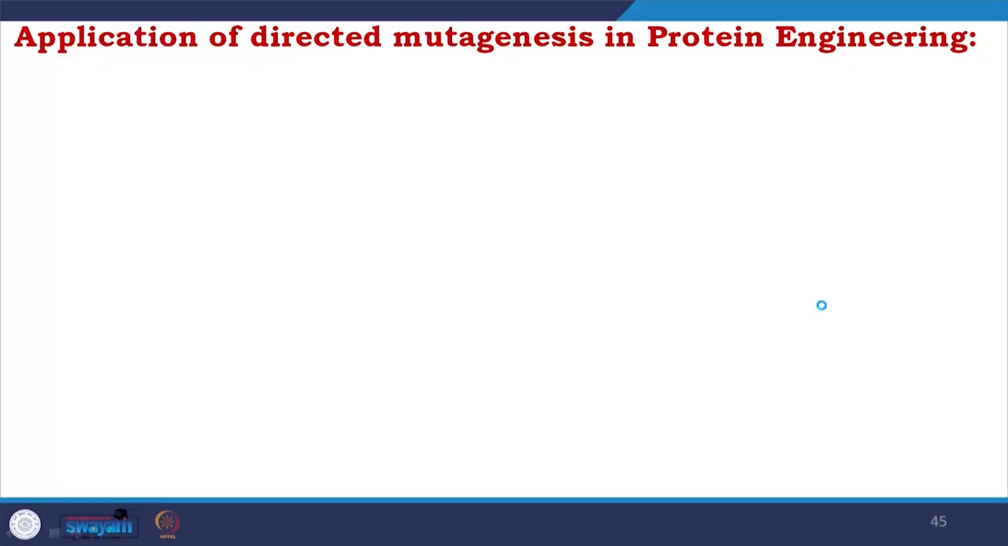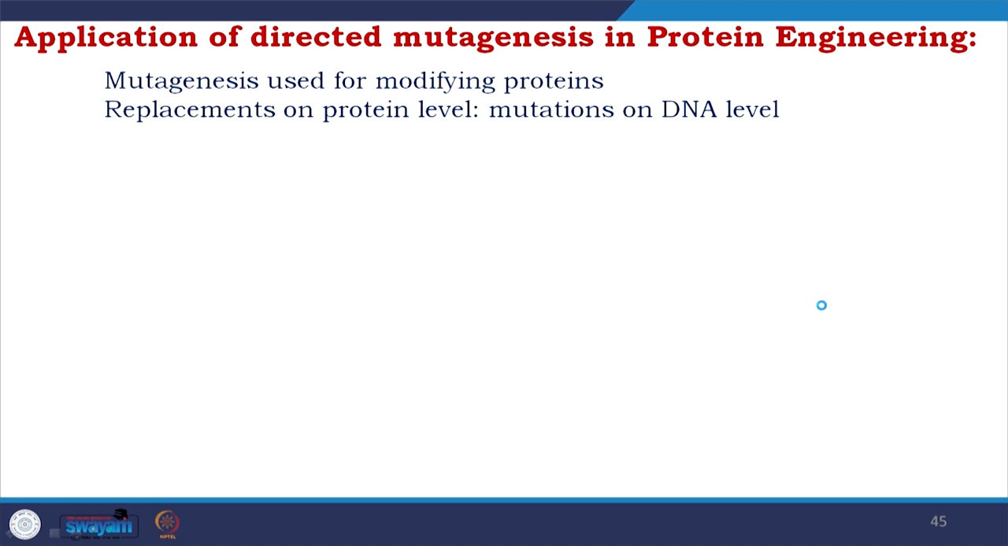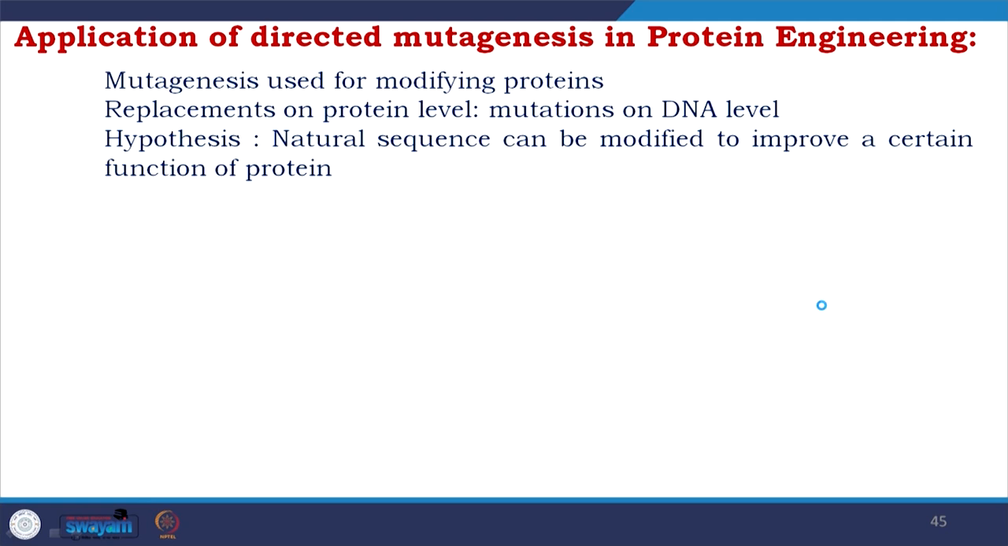What are the applications of directed mutagenesis in protein engineering? We have talked about many such applications throughout, but mutagenesis is used for modifying proteins, replacement on the protein level, mutation on the DNA level. Your hypothesis: the natural sequence can be modified to improve a certain function of the protein.